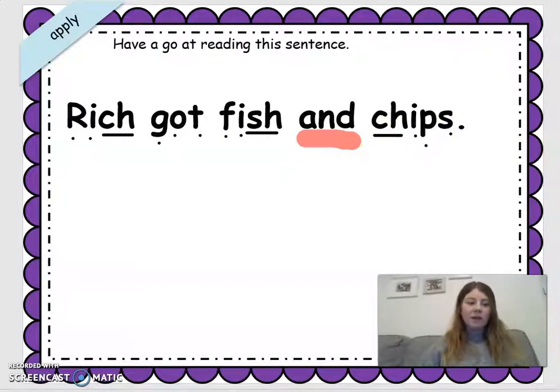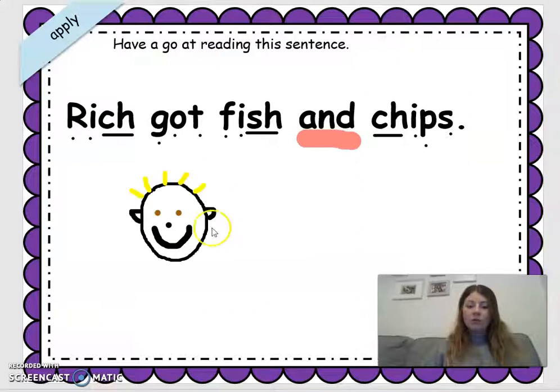And let's see if we can blend it together. Rich, got. Rich got, fish. Rich got fish and chips. Rich got fish and chips. Oh, yummy. Okay, so what could I draw here to match my picture?